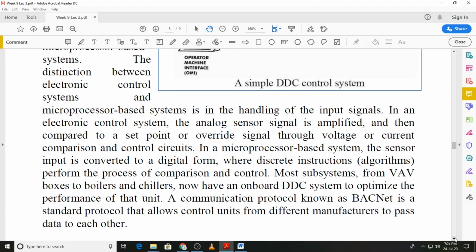So you can have multiple buildings having a central DDC control system, and with increasing complexity, the DDC control systems also have the capability to handle that complexity and also fulfill the desired basic objectives of a HVAC control system.